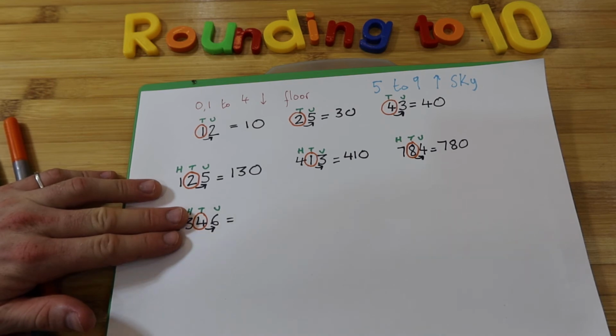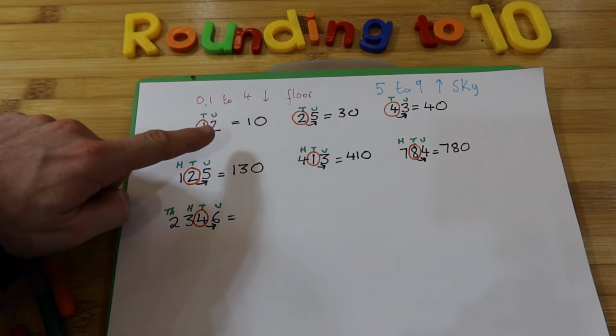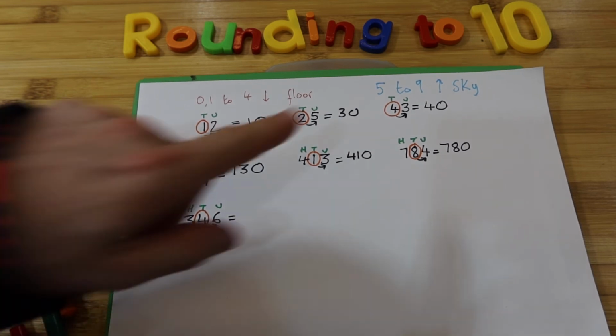Some children do get nervous. So let's have a look. 46, it's a 6. So 0, 1 to 4, we round down to the floor. 5 to 9, we round up to the sky. It's a 6. So we round up.